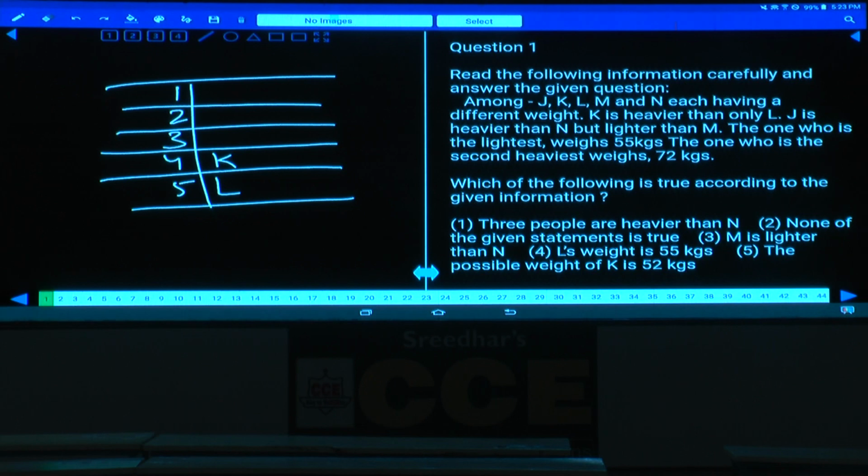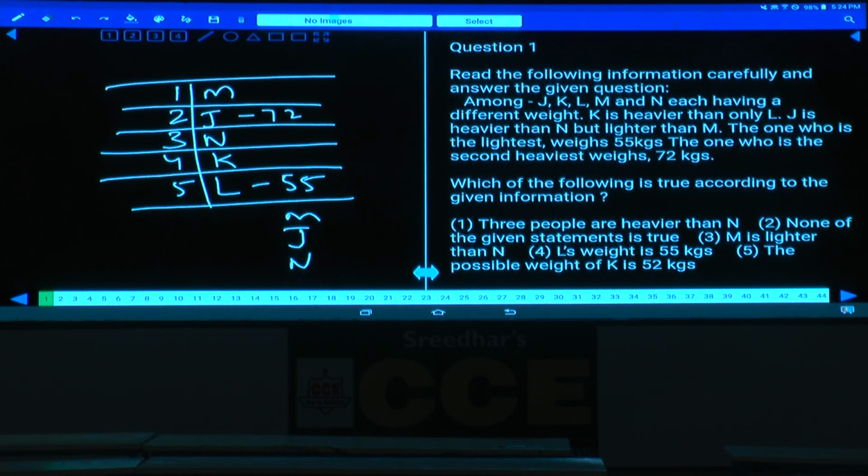And J is heavier than N, but lighter than M. M, J and N must be in the same order, M, J and N. Then the one who is the lightest weighs 55 kgs, so L is 55 kgs, and the one who is the second heaviest weighs 72 kgs.